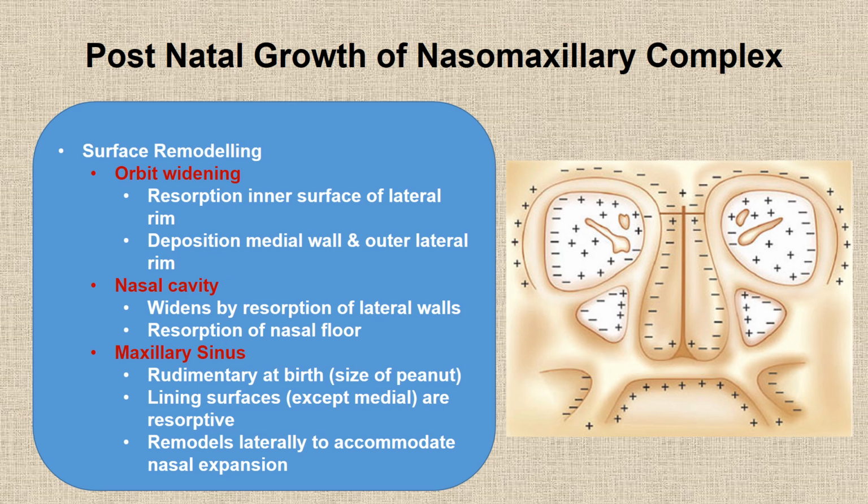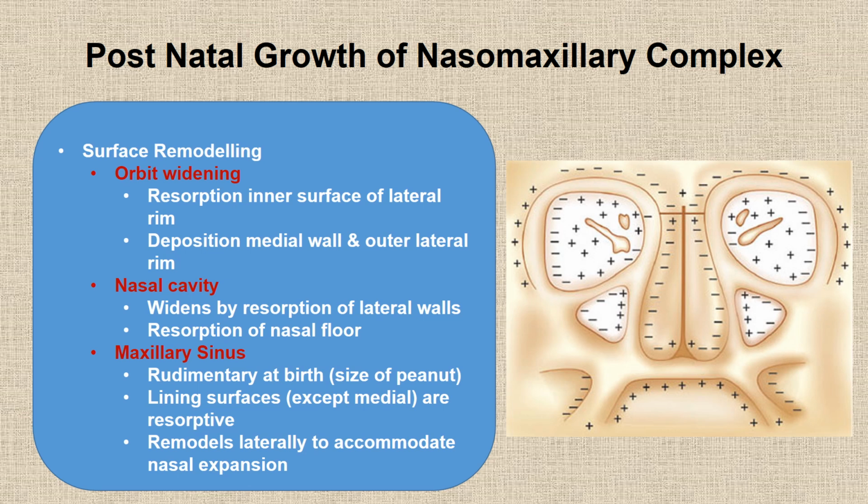If we look at the orbits, there's resorption on the inner surface of the lateral rim and deposition on the medial wall and outer lateral rim. Now, the nasal cavity widens by resorption of the lateral walls, and also resorption of the nasal floor.